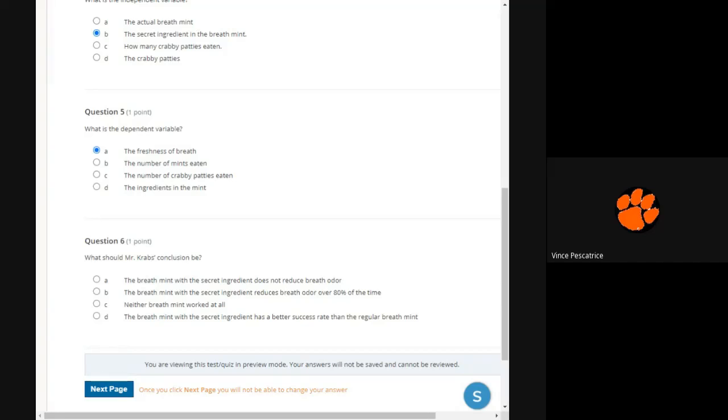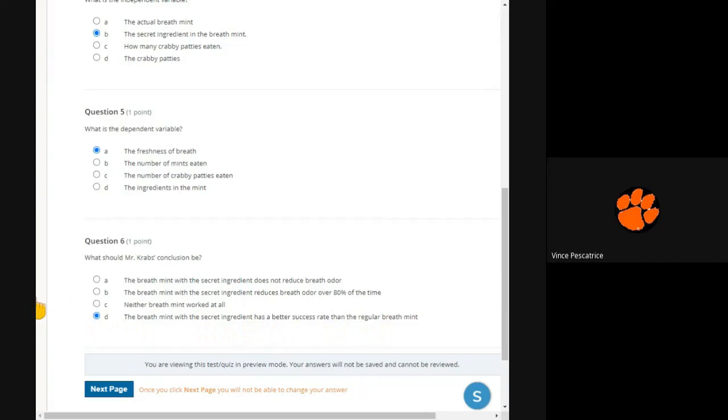So in group A, they had a success rate of 60%. And group B, they had a success rate of 20%. So neither of those is the 80% that this question talks about. So it cannot be B. Saying neither of them worked at all has got to be false because you had people in both groups claiming that it worked. So it cannot be C. So the answer has got to be D because the secret ingredient had a better success rate than the regular breath mint.